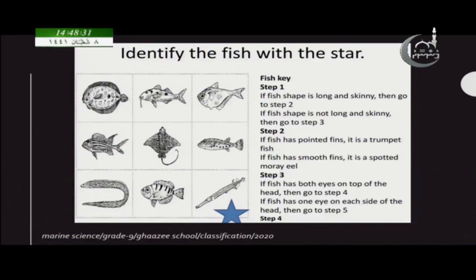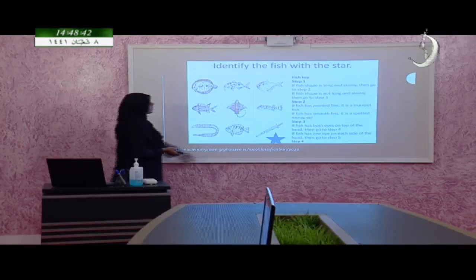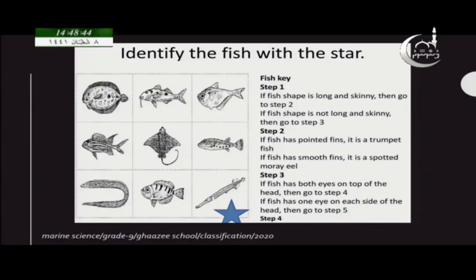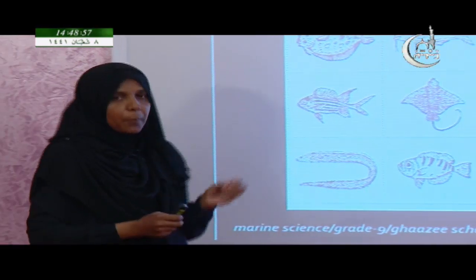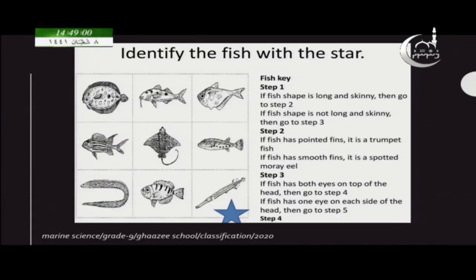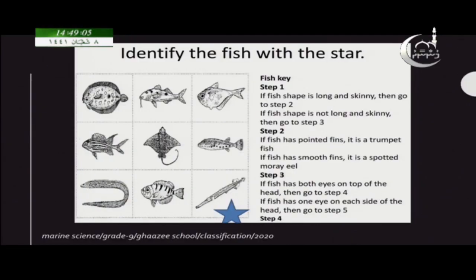And at number 2, now we have to look at only these 2 fishes. This time we can't look at their body shape, we need to look at another feature. Here, if fish has pointed fins, we are looking at the fins. If the fish has a pointed fin, it is a trumpet fish. The eel does not have any pointed fin, but if you look at this fish here, you can see a pointed dorsal fin is there.